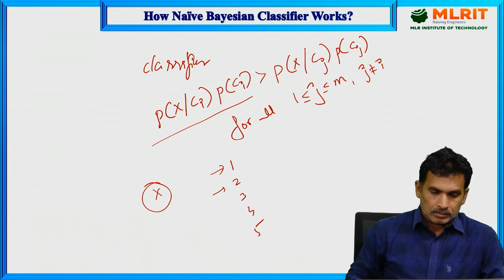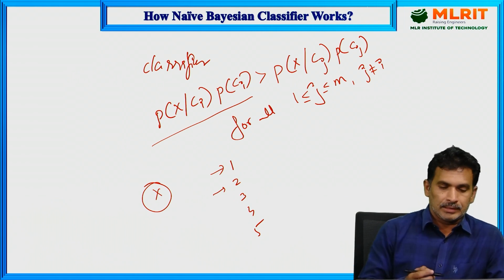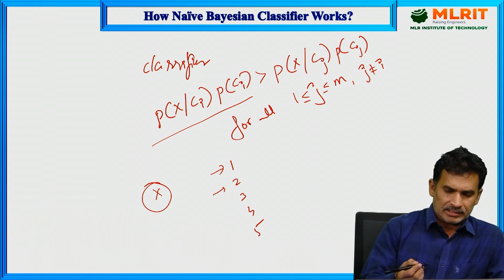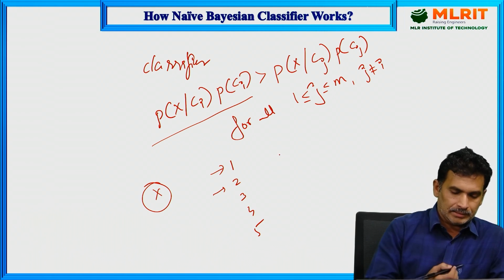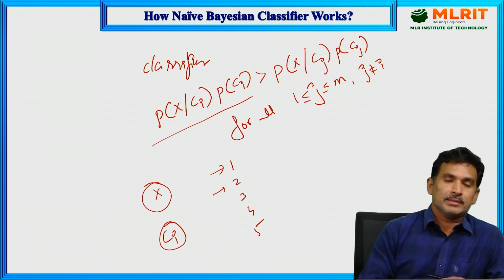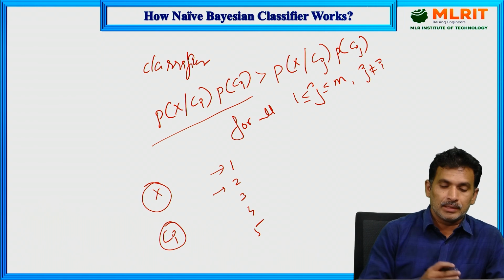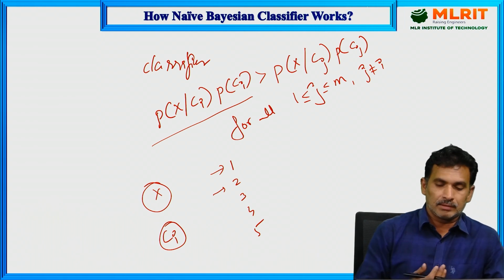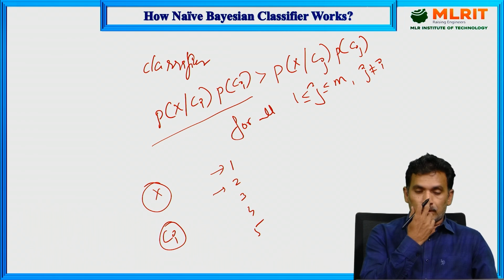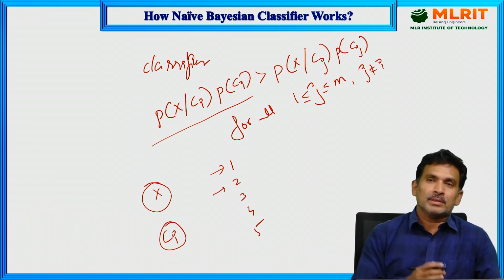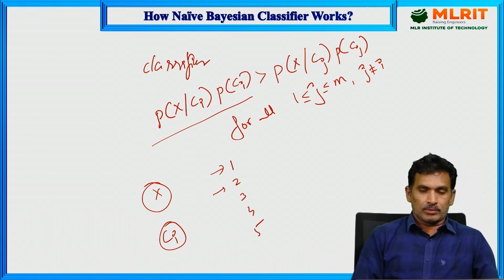So the classifier predicts that the class label of x is Ci if the probability of x given Ci times probability of Ci is greater than the probability of x given Cj times the probability of Cj, for all j values in between 1 and m, where j is not equal to i.